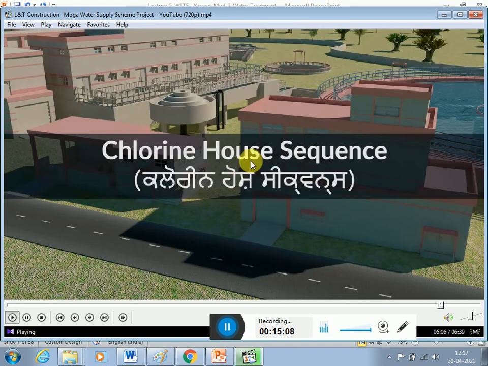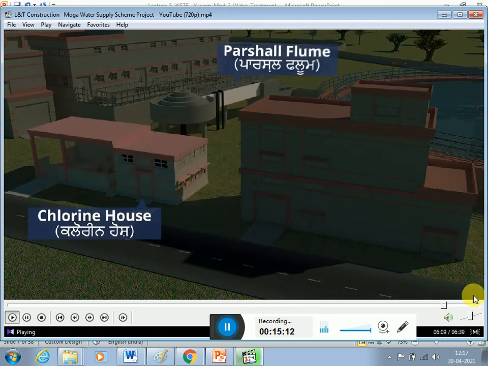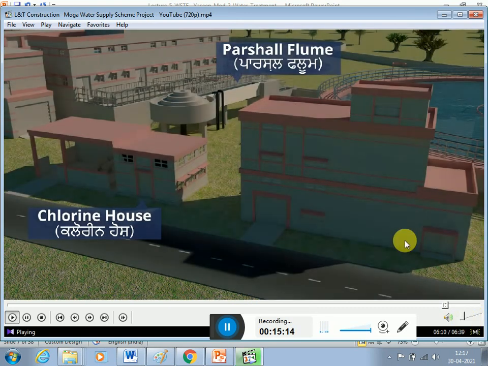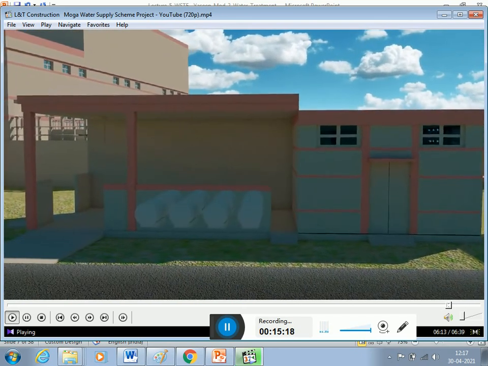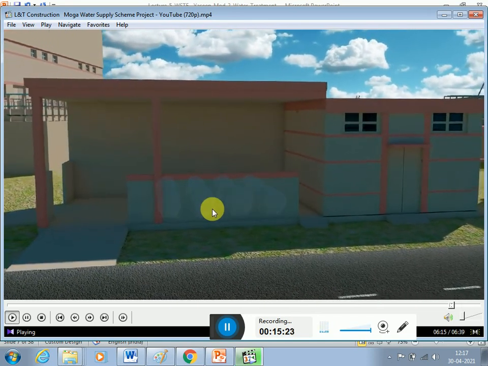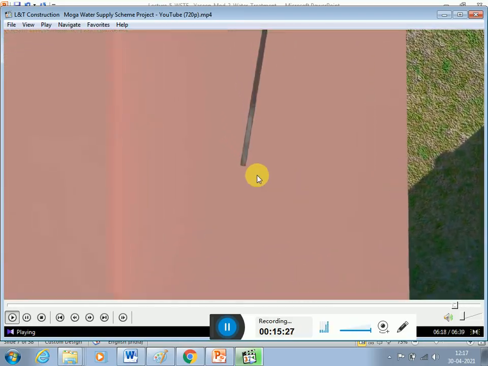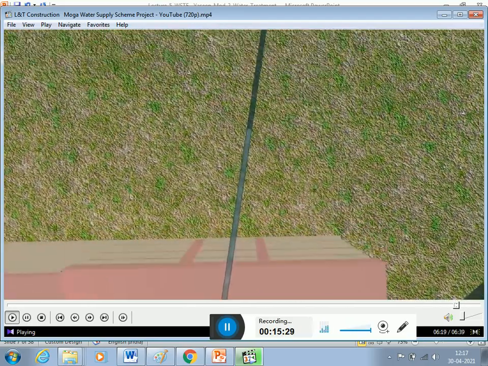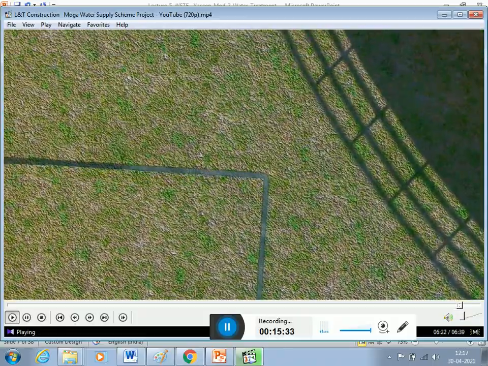And we have the chlorine house sequence. After the water is filtered, we have to supply chlorine, which acts as a disinfectant to kill the pathogenic bacteria. These are the chlorine gas cylinders which are stored in this chlorine house. Using a pipeline of decided dosage, the chlorine is added to the flowing water stream.